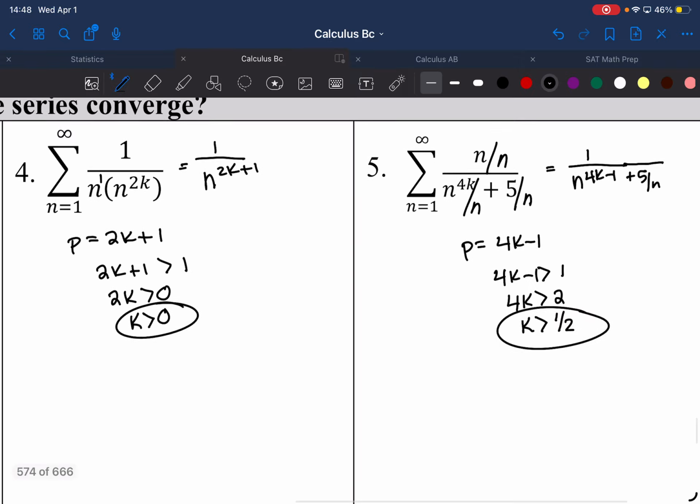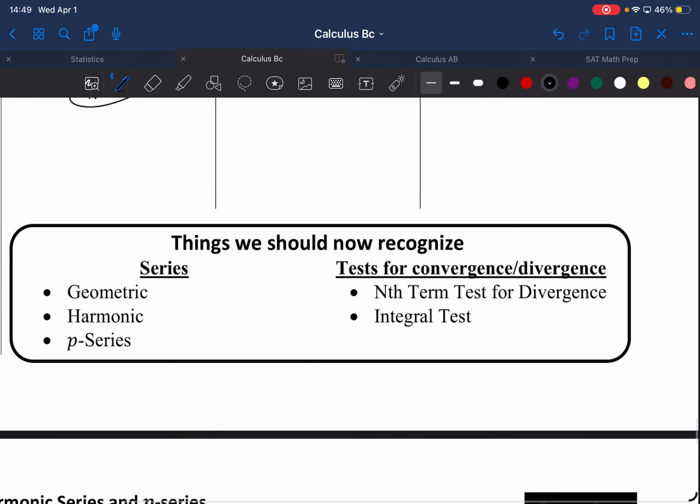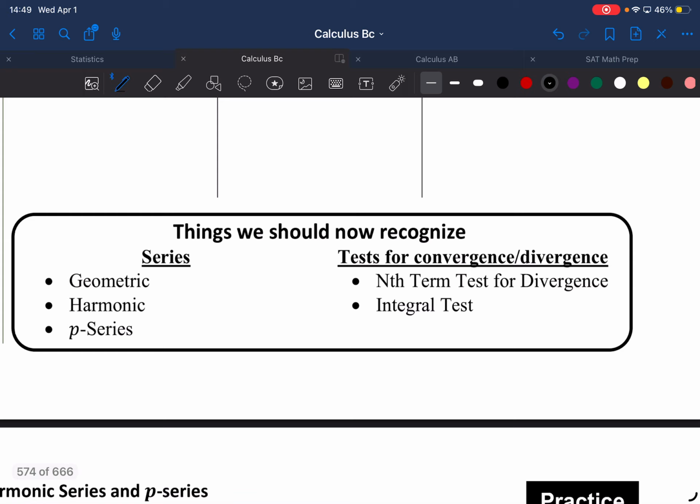Okay, so the very bottom of this notes, it tells you at this point you should be able to recognize if a series is geometric. Okay, remember geometric, this is a times r to the k power. Okay, where r is representing our common ratio. Okay, harmonic is the summation of just 1 over n. P series is the summation of 1 over n to the power of p, where p must be positive. Okay, so you have to be able to recognize each of these.